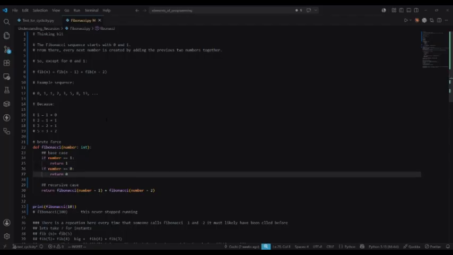I think I should have had the 0 first, but it is what it is. I don't think it has any problem with it, because we are not looking at a range, we are looking at individual selections. So now we call our recursive case. Basically, we say Fibonacci of the number minus 1 plus Fibonacci of the number minus 2.